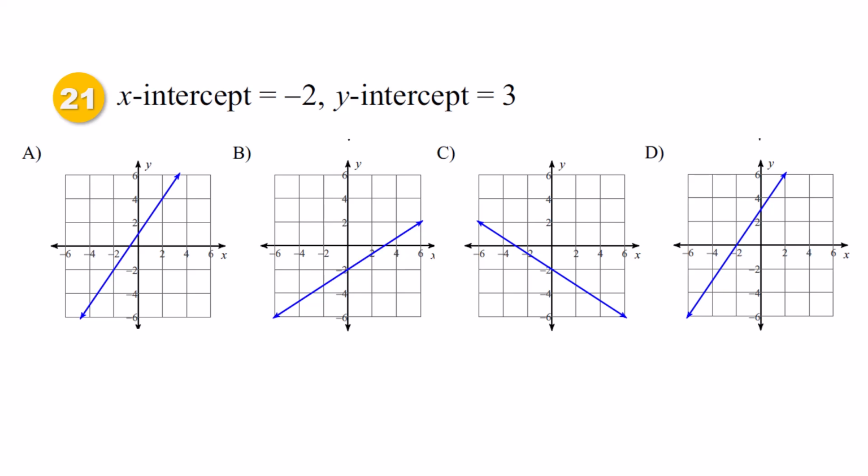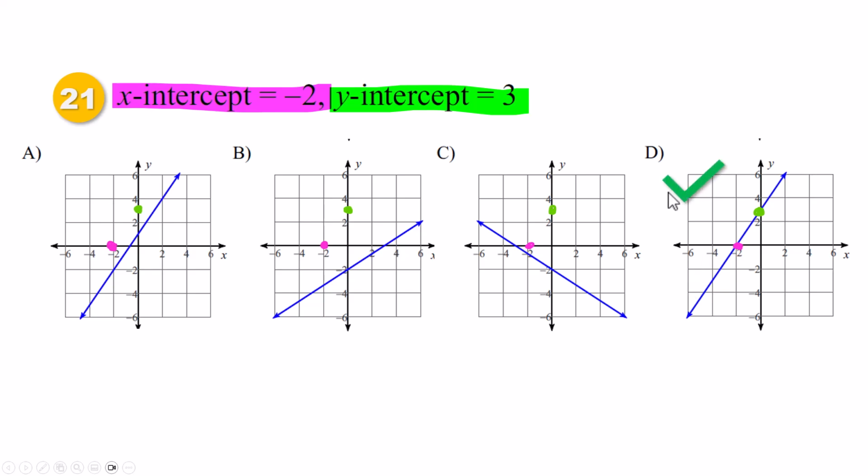Intercepts. I love intercepts. They're super fun. Okay, if the x-intercept is -2, that means we're going to put a point on the x at -2 for all of these, all of them. If the y-intercept is +3, then we put a dot on the +3. And our answer here is the graph that goes through both of those points, which is D.